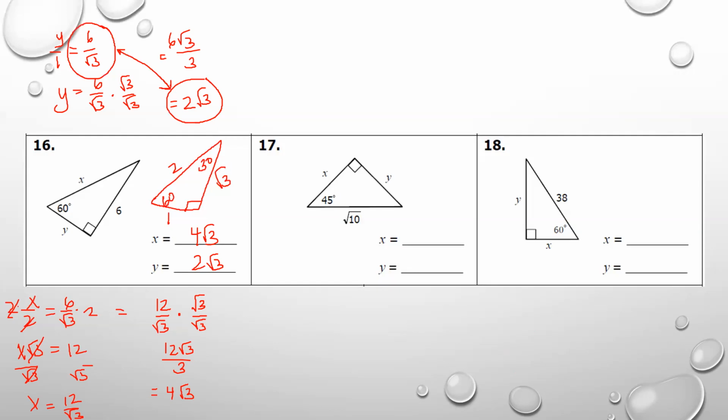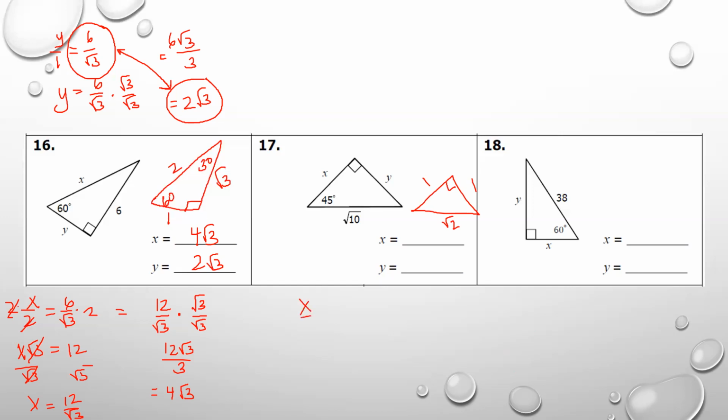And number 17, I want to go over this one just because there is kind of a fun radical property that maybe we don't remember from Algebra 1. In number 17, we have a 45, 45, 90. So I'm going to redraw my 45, 45, 90, where the legs are 1, hypotenuse is root 2. I know whatever x is, y is going to be the same. So I really only have to solve for one variable.